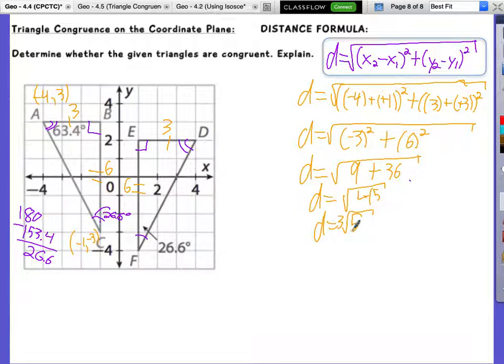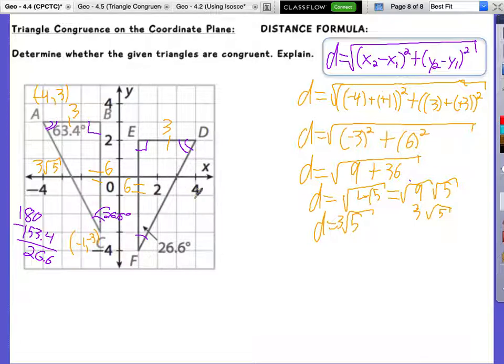Why would it be 3 times the square root? You can factor it, because this is the square root of 9 times the square root of 5, which is 3 times the square root of 5. You should have learned about it in Algebra 1. So this is 3 times the square root of 5, or the square root of 45.